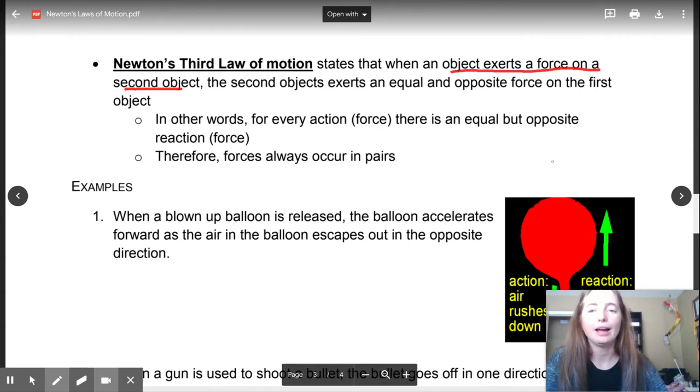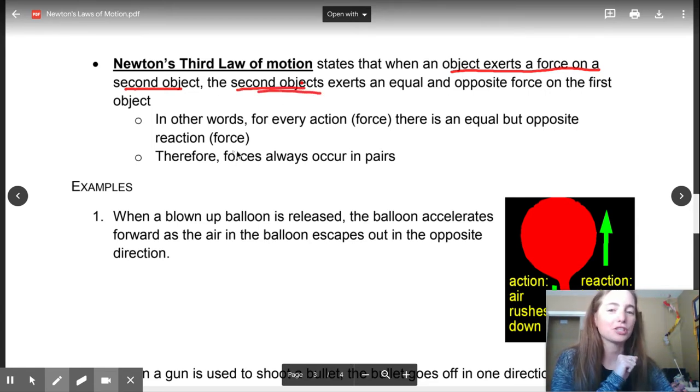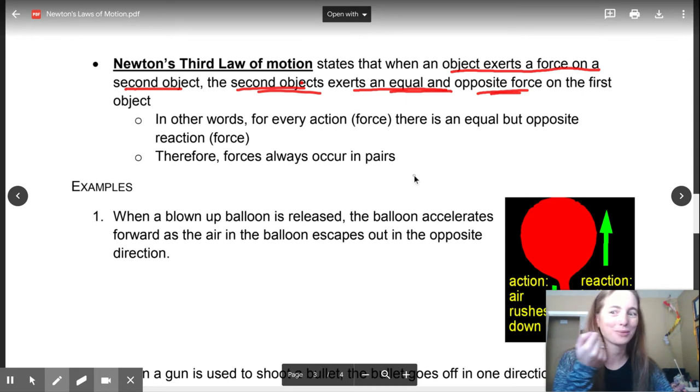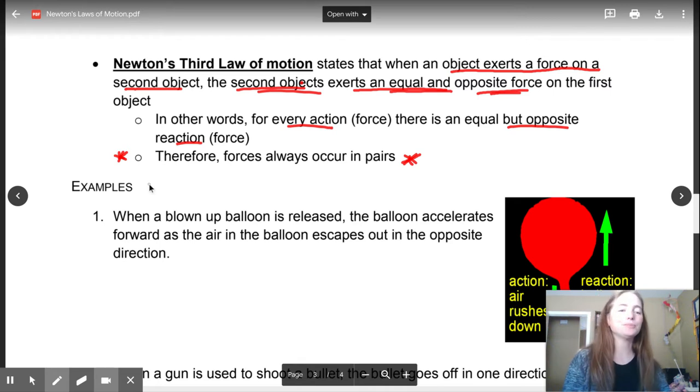All right. So for Newton's third law, ladies and gentlemen, when an object exerts a force on a second object, that second object is going to exert an equal and opposite force on the first object. So, in other words, for every action, there's an equal but opposite reaction. Forces always, therefore, occur in pairs. So, this is the entire concept behind rocketry.